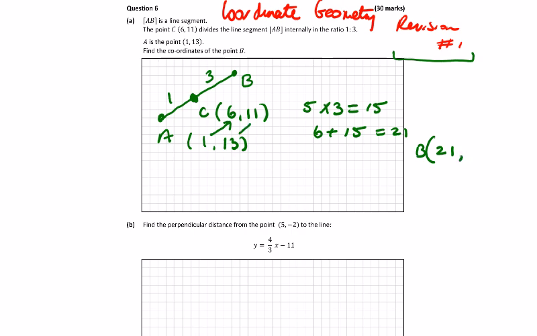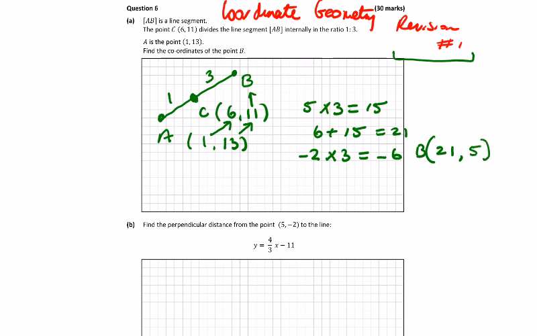Then from 13 to 11, we're going down 2. That's one part of the ratio. If we multiply by 3 to get minus 6, we get 3 parts of the ratio, and minus 6 from 11 gets us to B, so 11 minus 6 is 5.